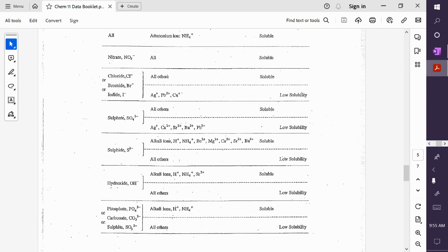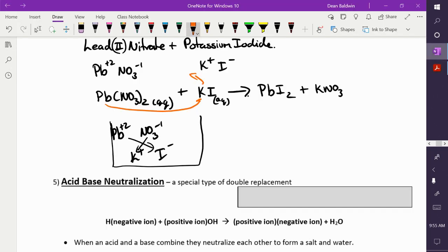Soluble means it does not form a solid, okay? It is soluble with everything. All means every ion, all right? Nitrate will not form a solid. So if it doesn't form a solid and it's in water, then we just write aq.